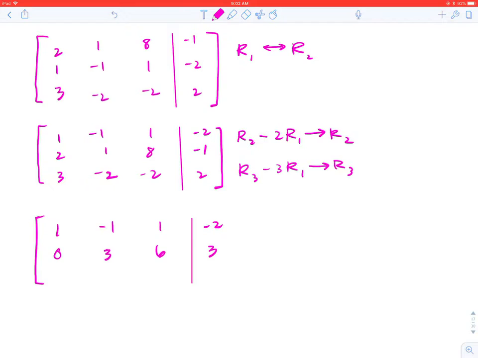Okay, now row 3. 3 minus 3 times 1 is 0. -2 minus 3 times -1 will be 1. -2 minus 3 times 1 will be -5. And then 2 minus 3 times negative 2 will be 8.